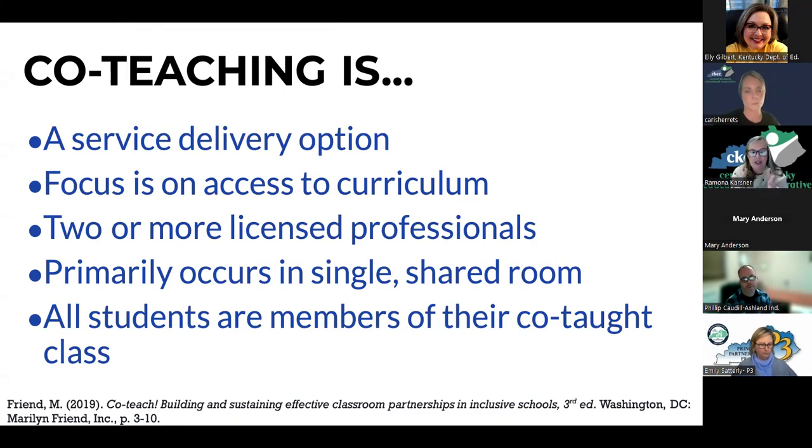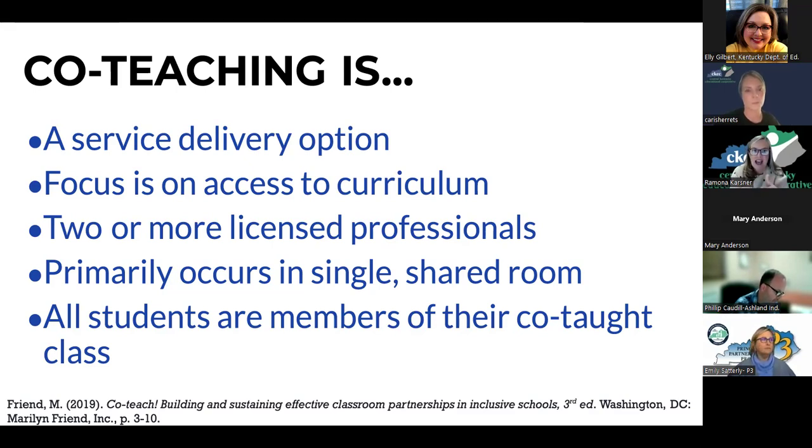And when we look at co-teaching, we need to understand that that is really a service delivery option within the continuum of services for students with disabilities. We're focusing on ensuring that they're given access to that gen ed curriculum. We know, Carrie talked about how much we love our paras, but really to be co-teaching and provide specially designed instruction, there needs to be 2 or more licensed professionals.